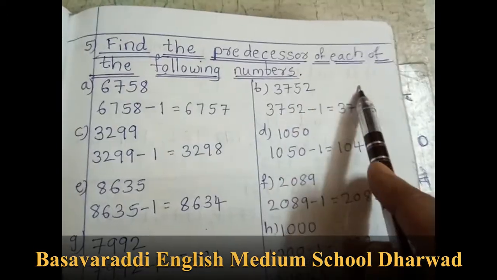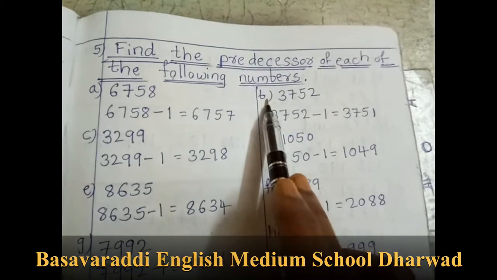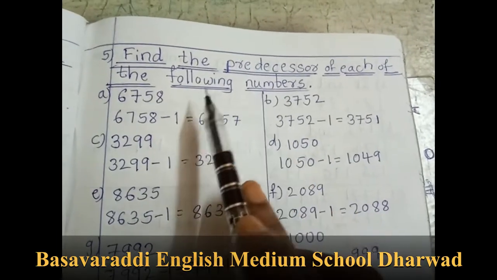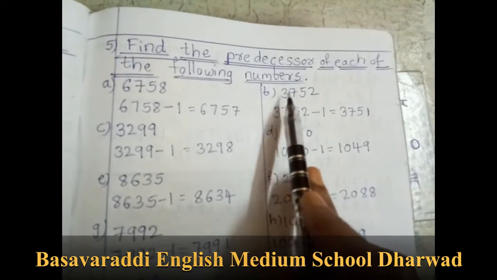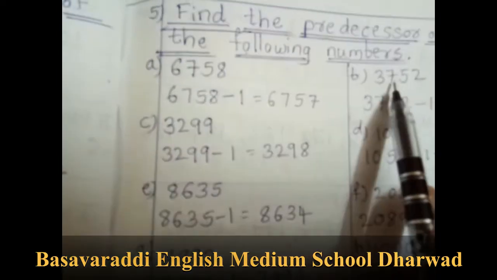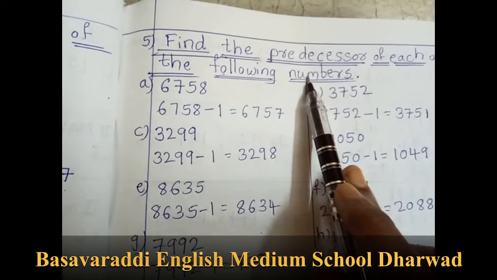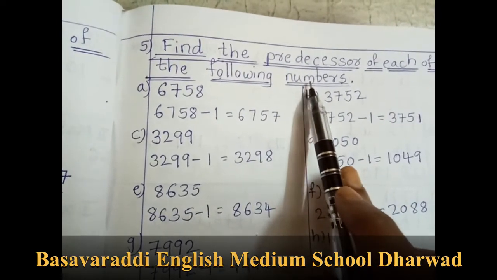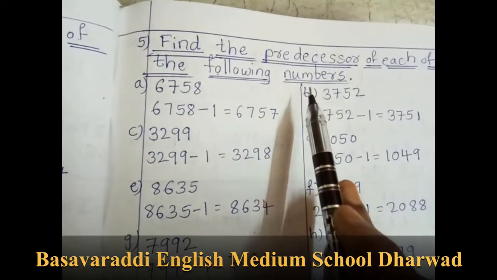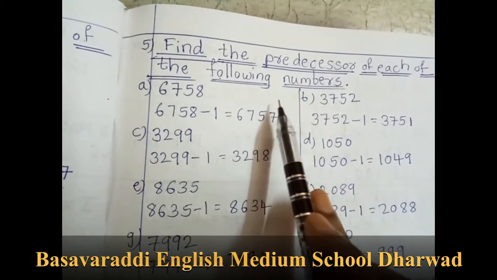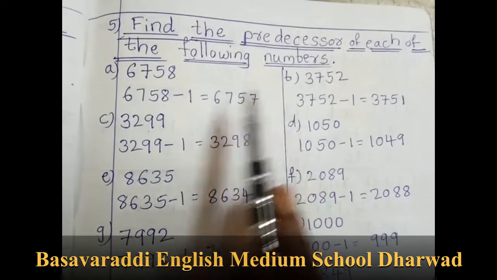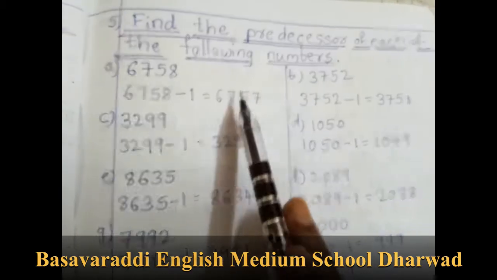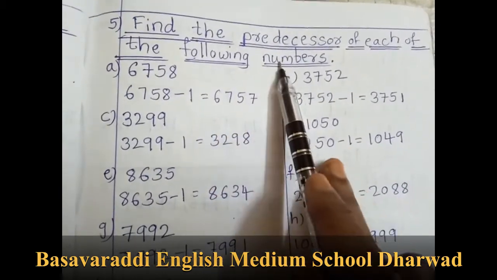And the predecessors of each of the following numbers. Predecessors means what? Just before. The number that comes just before a number is known as its predecessor. We are making this minus 1, that is subtracting 1. If you subtract 1, that number is the predecessor. Okay.